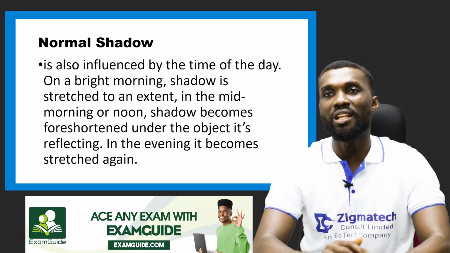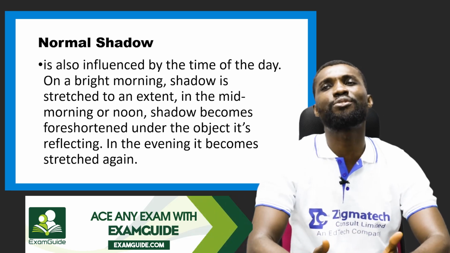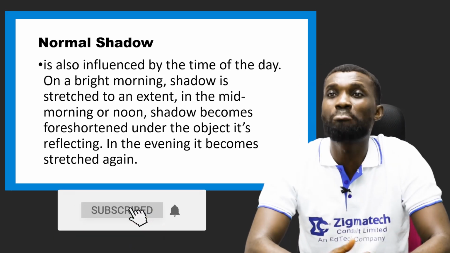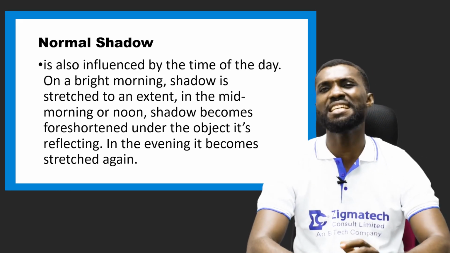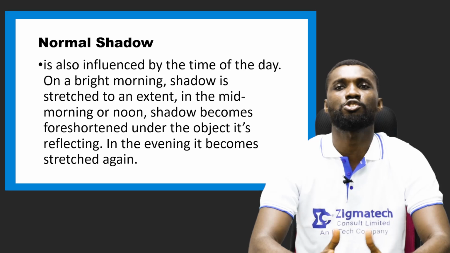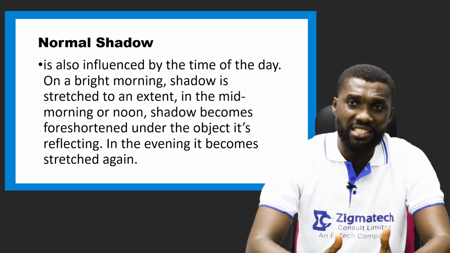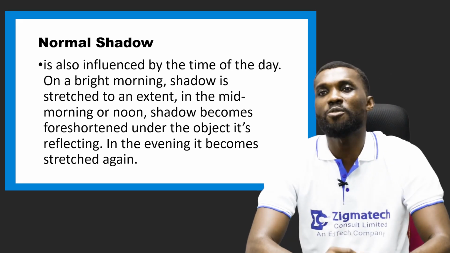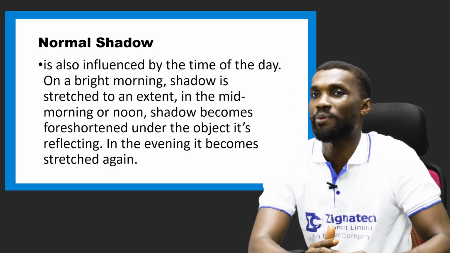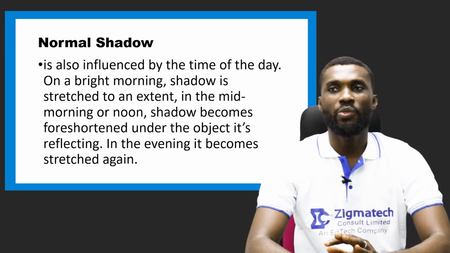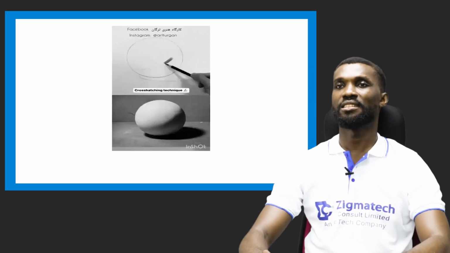Okay. So now let's look at the normal shadow. What is exactly the normal shadow? It is also influenced by the time of the day. On a bright morning, shadow is stretched to an extent. In the mid-afternoon, shadow becomes foreshortened under the subject it is reflecting. Now in the evening, the shadow becomes stretched again. So that is exactly how the normal shadow operates. It is influenced by the time of the day that the shadow is being seen.